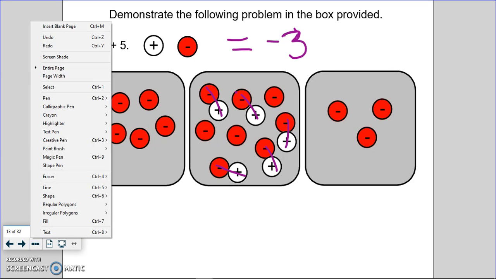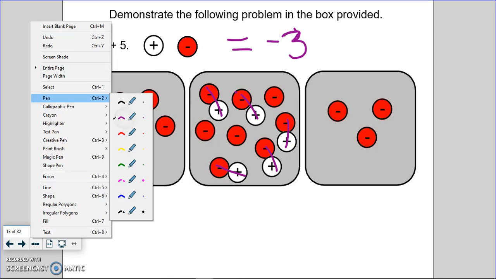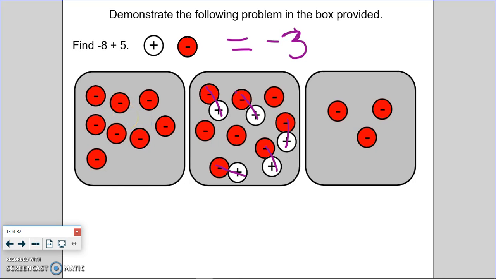So again, if you had been given that picture, you would identify in the first frame that there were 8 negatives, or -8 as your starting point. I added more circles, more chips onto the mat in that second frame. So I am adding, and what I added was 5 positive circles. So I was adding +5 in that middle frame, and I can see that it is equal to -3.